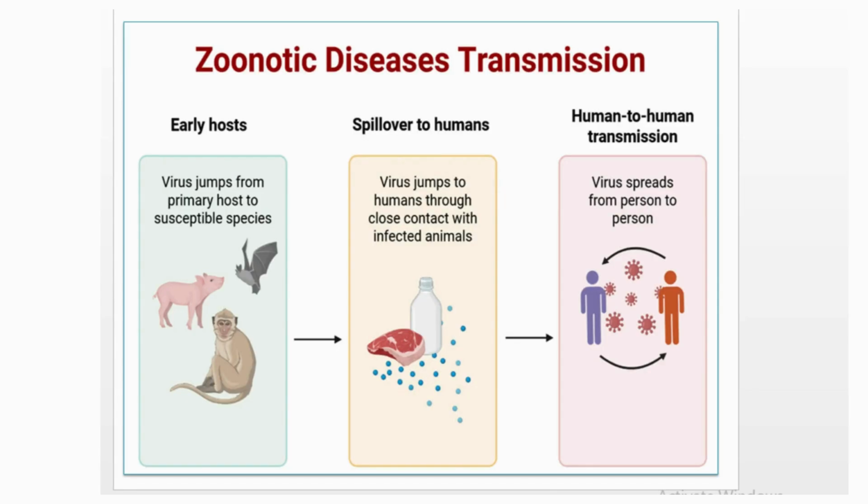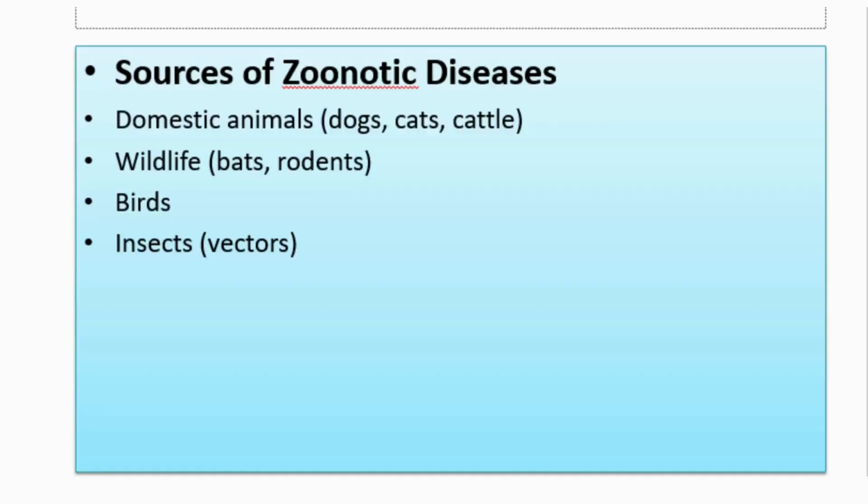So this is an example of zoonotic disease transmission. First is the early host, where the virus jumps from a primary host to a susceptible species. The second one is the spillover to humans, for example, a virus jumps to humans through close contact with infected animals. And also human-to-human transmission, such as a virus spreading from person to person.